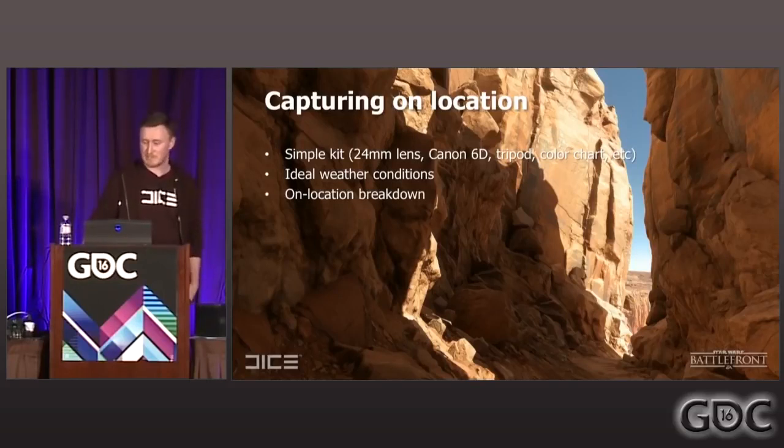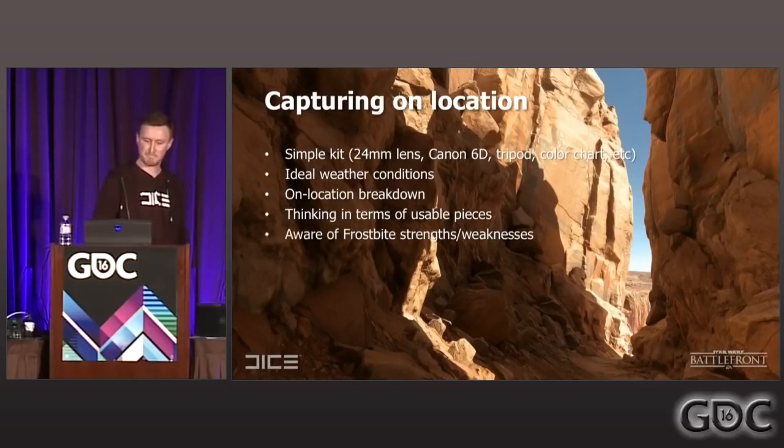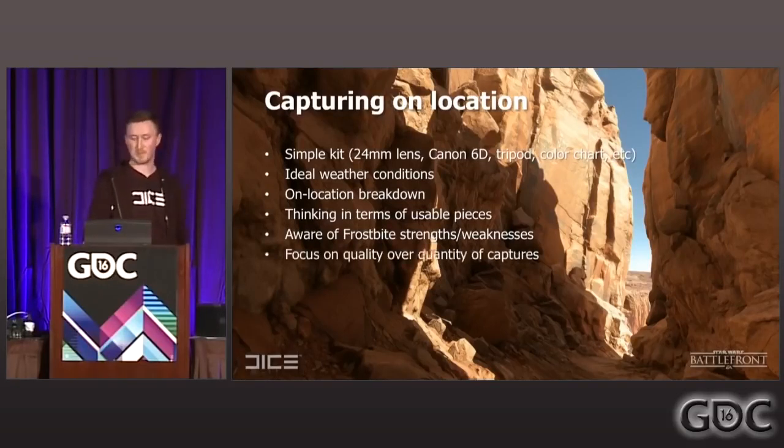And breaking down the location. We didn't want to just arrive on location and capture what we could. We needed to be very thorough and plan exactly what we needed before we got there. And thinking in terms of usable pieces, we could have captured really great organic shapes, but we needed to make sure the things we were capturing were tileable, modular, and that kind of stuff, as well as being aware of Frostbite's strengths and weaknesses. It's very good at terrain systems and things like that, so we pushed more on that side.